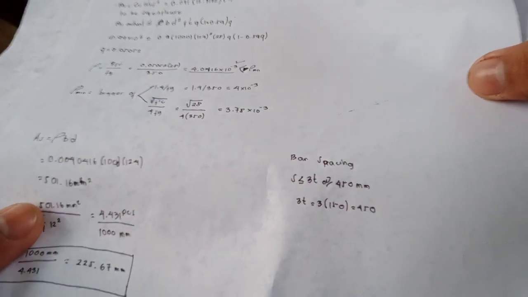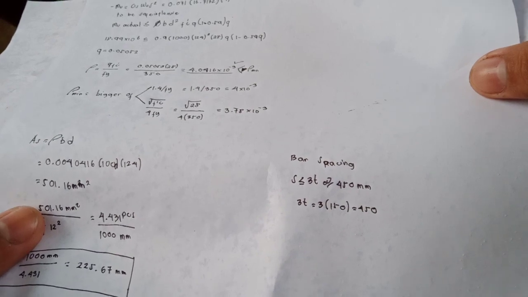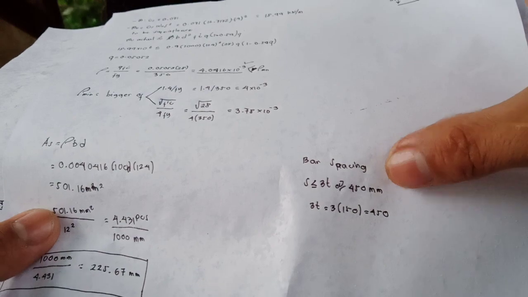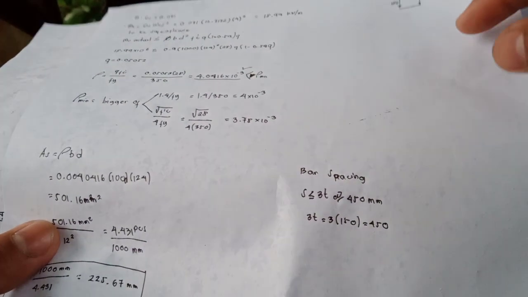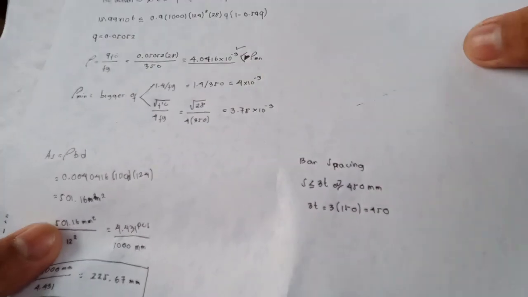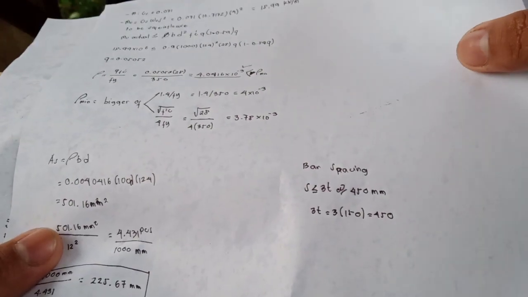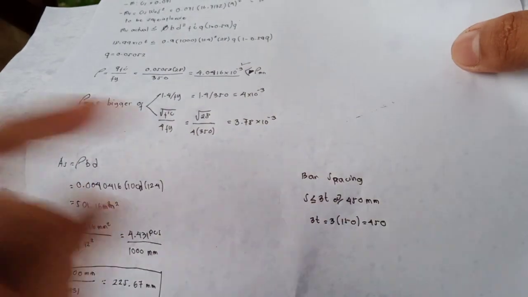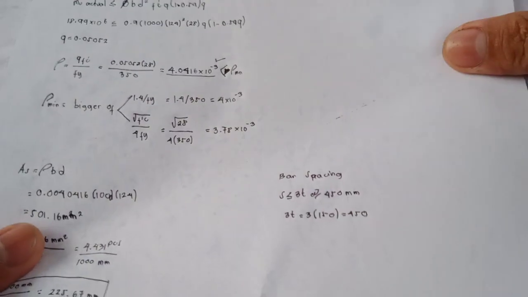The other one is bar spacing. It must be less than 3 times the thickness and 450 mm. So 3 times the thickness is 3 times 150, which equals 450. So the smaller is 450.